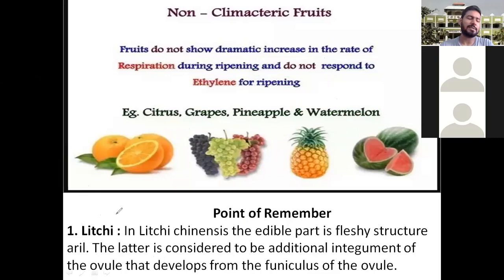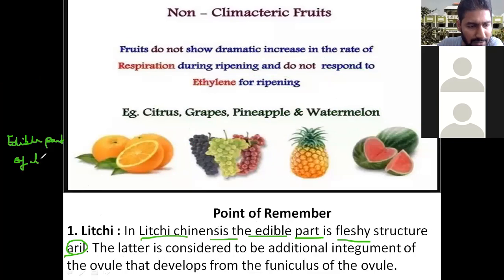Some parts which are important, this is a PYQ: the edible part of lychee. Point to remember: in Litchi chinensis, the edible fleshy structure is known as the aril. Aril is the edible part of lychee.